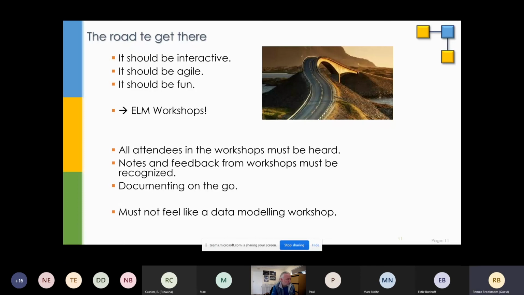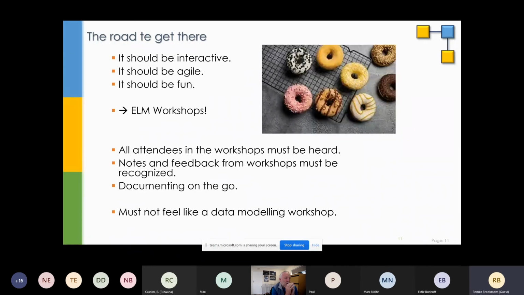I tried in my younger and ignorant years to get some people together. I said, hey, I want you all together, because I knew I needed to talk to the business people, because I wanted to do a data modeling workshop. Not sure about your experience. My experience was that I was sitting there alone with a bunch of donuts, because I was also forgetting to mention that I was bringing donuts.